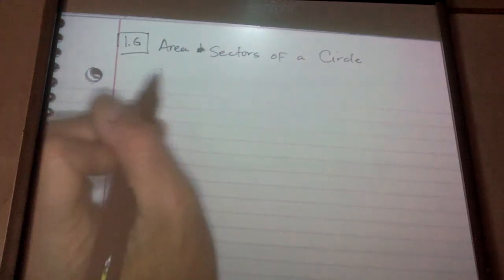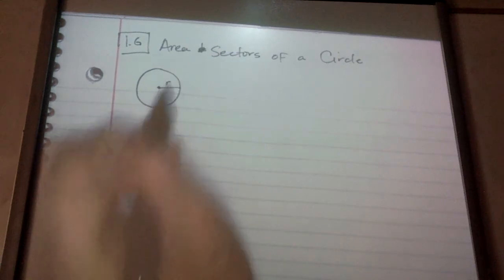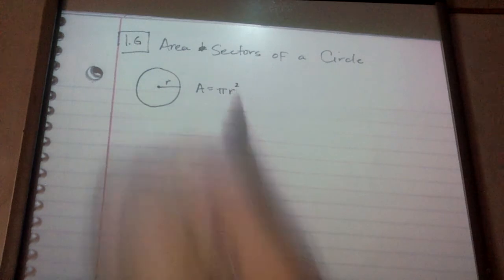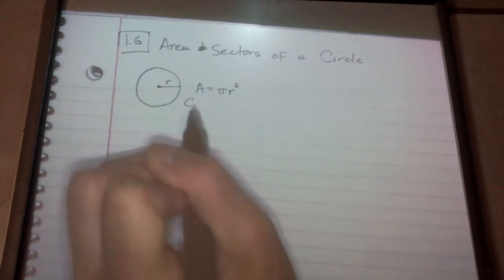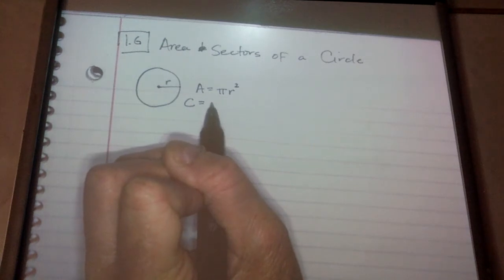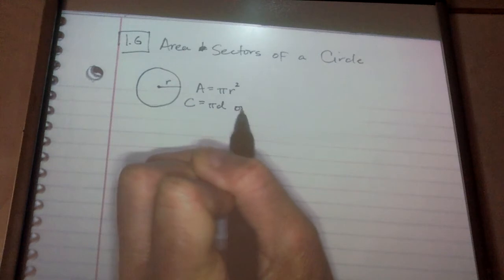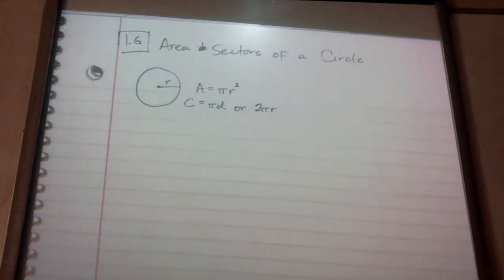So if I have a circle, right, from here to here is called my radius. Area equals pi times r squared. Okay. Circumference equals either 2 different formulas. It's pi times the diameter or 2 pi times the radius. And the reason for that being is 2 radiuses equal a diameter.